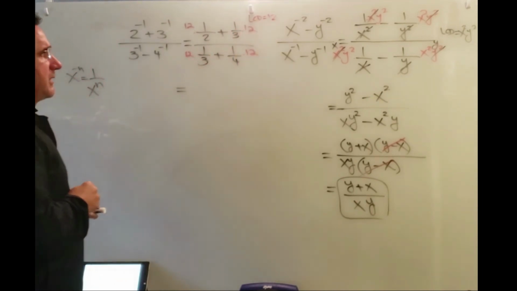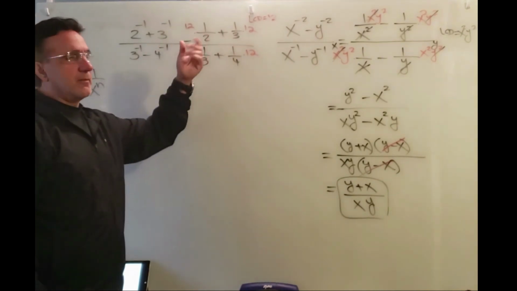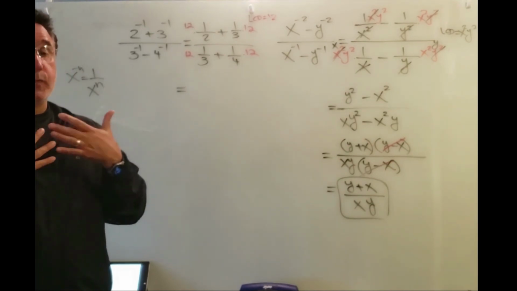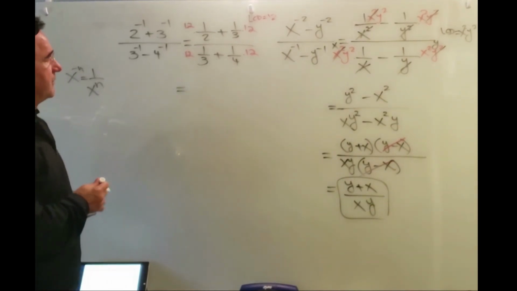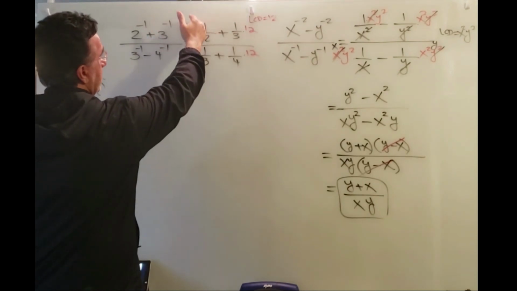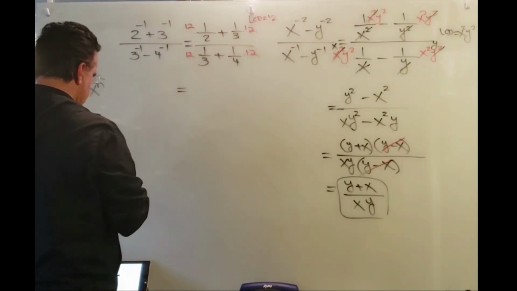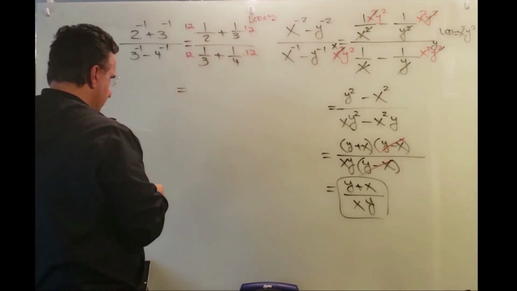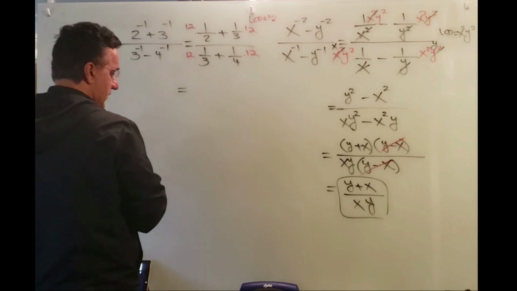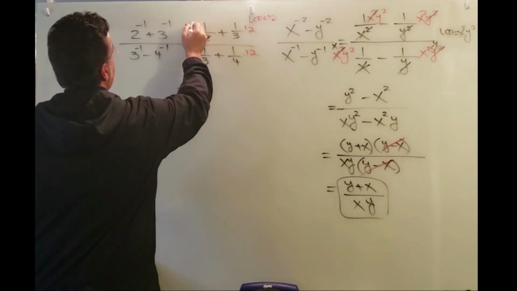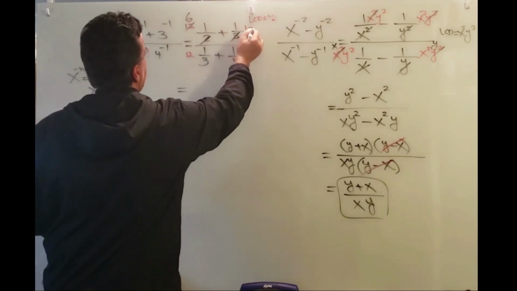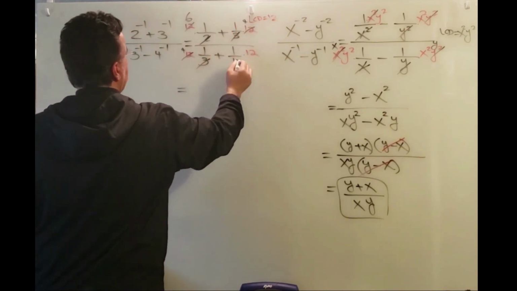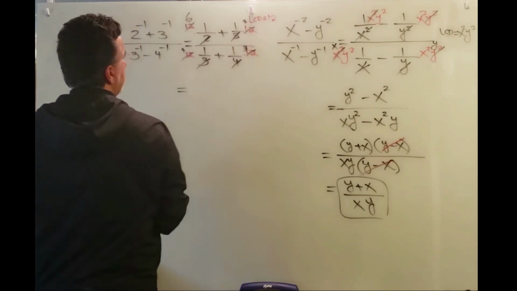Remember, we're not using the LCD here to combine fractions, we're using it for a different purpose, the purpose of clearing fractions. So the 12 is getting multiplied on the top, okay? And also on the top in the main denominator. All right, so we end up with, notice that we can cross cancel. 2 and 12 leave us 6, 3 and 12 leave us 4, 3 and 12 leave us 4, and 4 and 12 leave us 3.